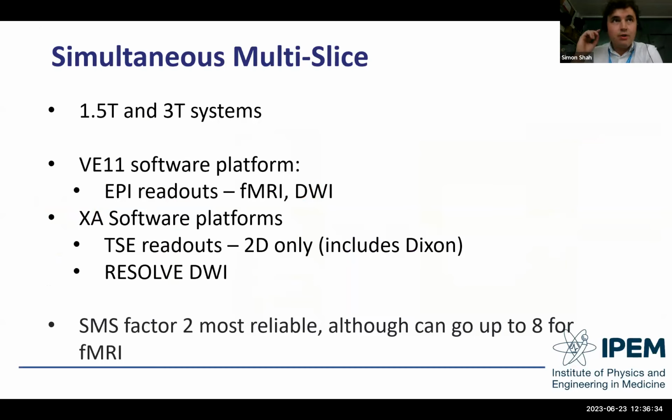So in terms of what Siemens provide and what they offer, they offer it on their 1.5T and 3T systems. They have some functionality on their VE11 software for EPI and DWI readouts. And on their latest software version, the XA software version, they have these TSE readouts, which obviously is very beneficial for a lot of our clinical protocols. And this does include the Dixon sequences. And they also have now implemented it on the Resolve DWI. I'll mention it here, but when we come on to it, the most reliable factor to use is 2, but you can go up to 8 in fMRI.